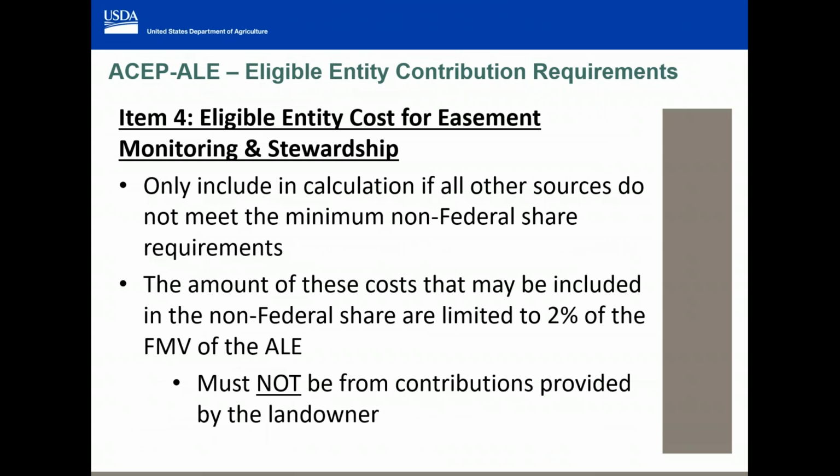And finally, the fourth silo, or the fourth category of non-federal share, is the eligible entity cost for easement monitoring and stewardship. So this item will only be used if items 1, 2, and 3 still do not get us to the minimum non-federal share. Now this item is limited to 2% of the fair market value. Of course, it cannot come from contributions provided by the landowner. Next slide, please.